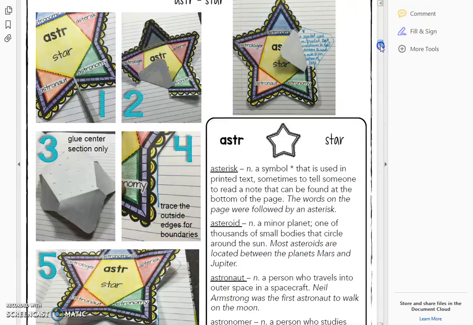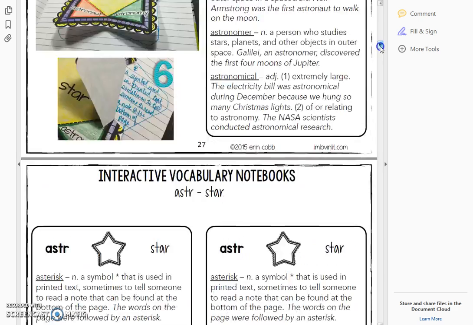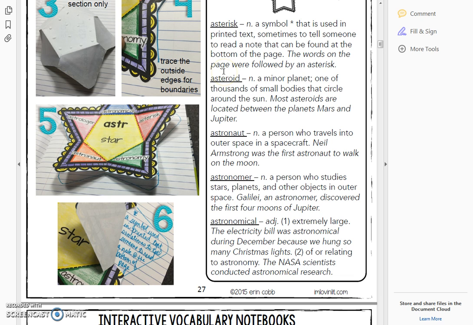So before you begin, I'd like to take a moment to go through each of the words with you. My first word is asterisk. This is a noun. It's a symbol that looks like a star that's used in printed text, sometimes to tell someone to read a note that can be found at the bottom of the page. And here's a sentence. The words on the page were followed by an asterisk.